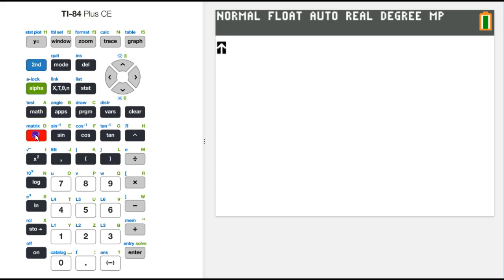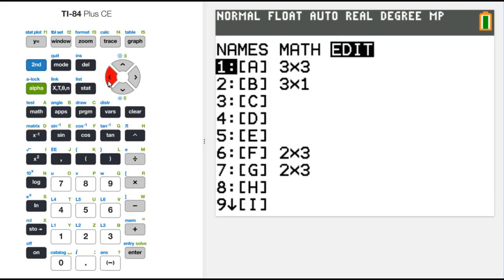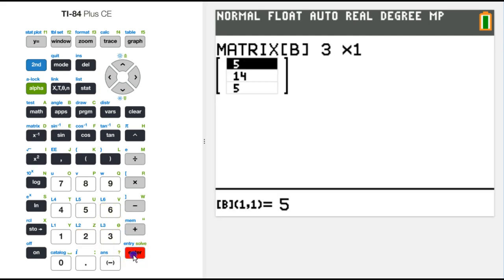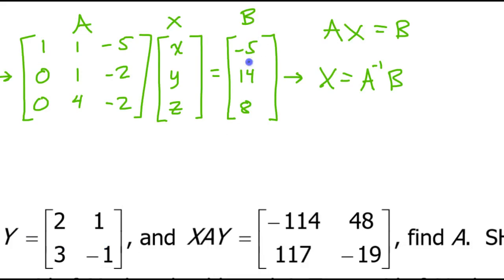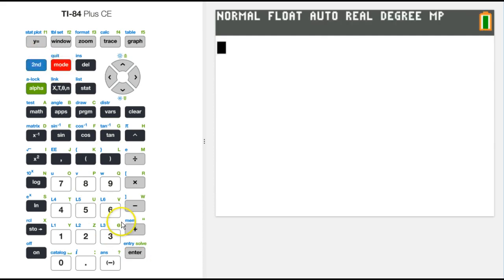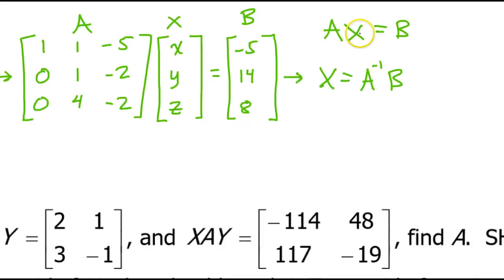I need to type in matrix B as well. So back to the matrix area, over to the edit area. I'll hit 2 for matrix B, which is a 3 by 1 matrix. -5, 14, 8. Quit your way out. And like we wrote down on the paper, X is equal to A inverse B. You must write that down for full credit. All of this little stuff I wrote down has to be on your paper. So that's what I'm going to do.